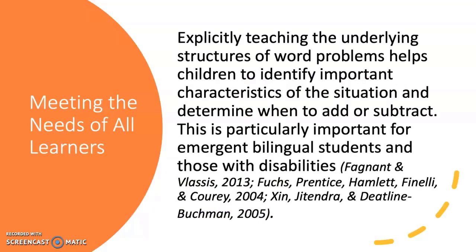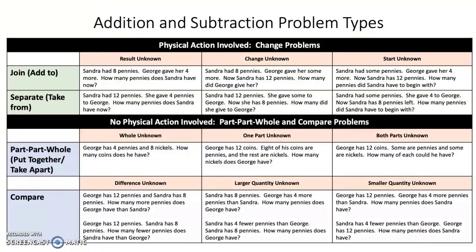Teachers often make assumptions that word problems are too difficult for certain populations of students. However, research has shown that the explicit instruction of word problem structures is beneficial for all students, particularly emergent bilingual students and those with disabilities. In summary, addition and subtraction word problems can be identified in 12 different ways. Examples of each problem type are shown here. You can pause the video now if you would like to take notes on these examples. Next, you're going to practice classifying a few word problems.